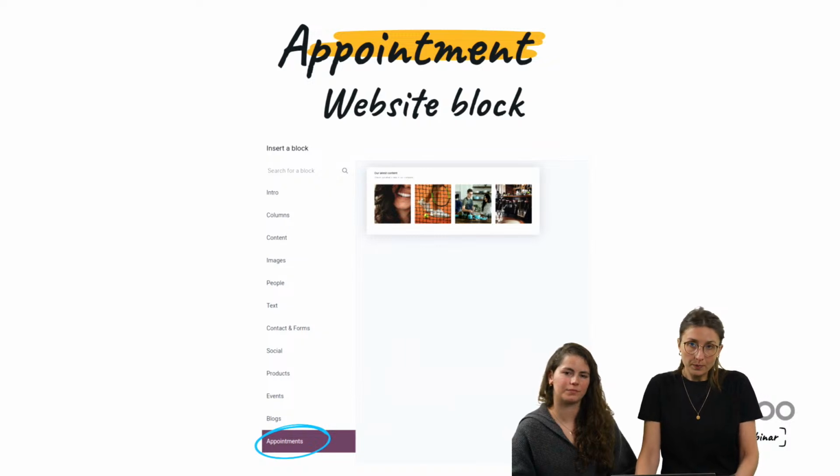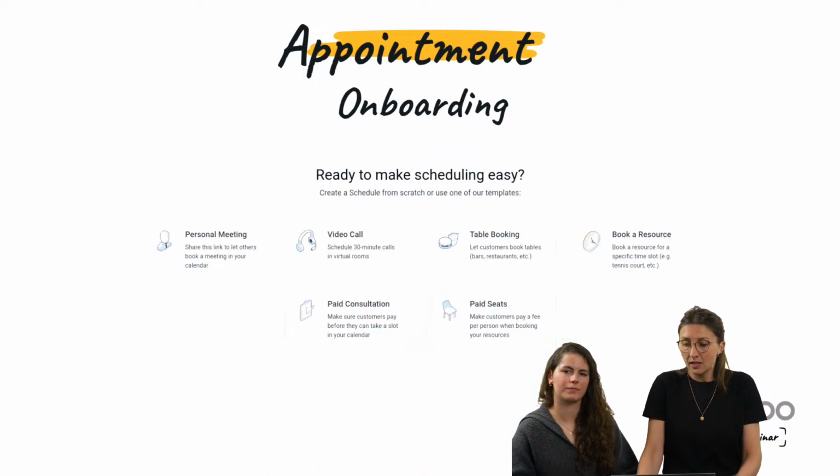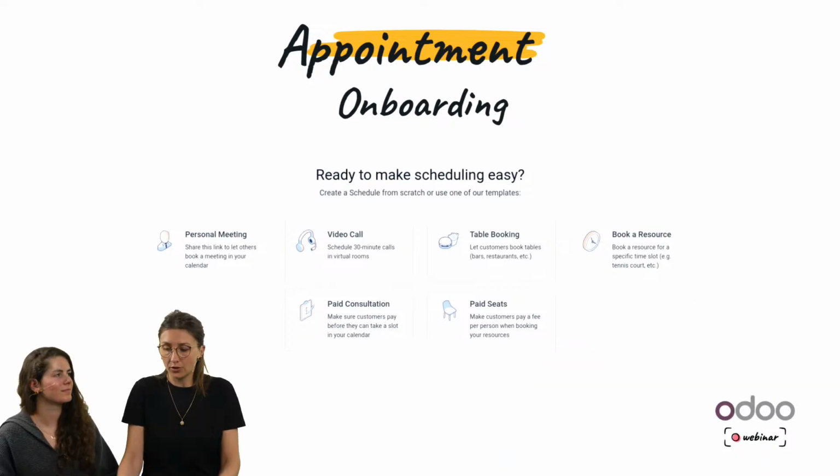We also have the website block for the appointment type, so you can drag and drop it anywhere in your website, which is super convenient. Also the appointment onboarding, which is also available on other applications in Odoo, will ease the process of creating your different appointments: if it's payable or not, if you want to synchronize it with one of your users, or if you have a restaurant and you want to make sure that it fits with the structure of your room.